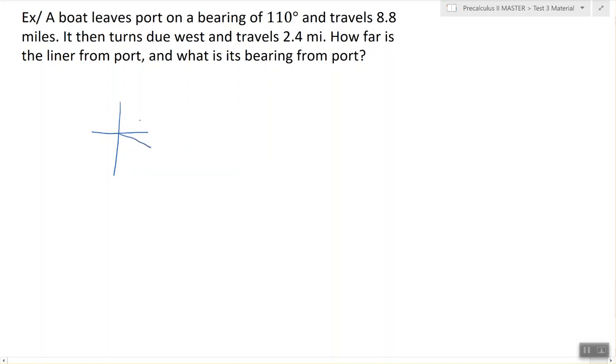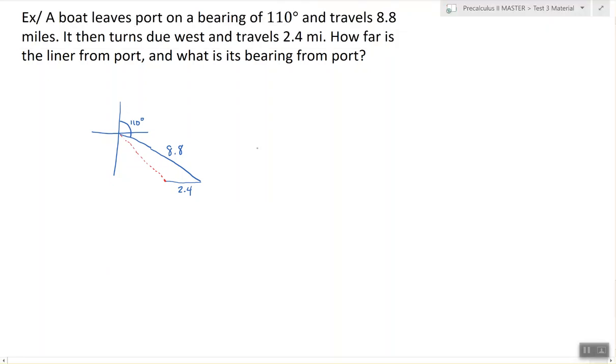So 110 is this degree measurement. 110 degrees, and they go for 8.8 miles. And then at that time they turn straight west and go this way and travel 2.4 miles. And they're wanting to know how far is the liner from the port at this point. So how far are they? And then what is its bearing from the port.